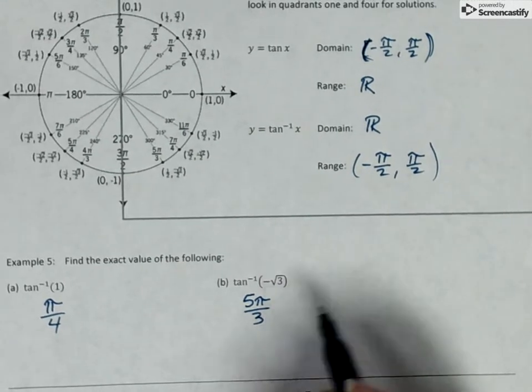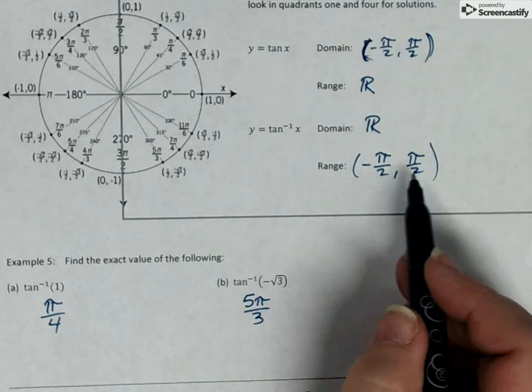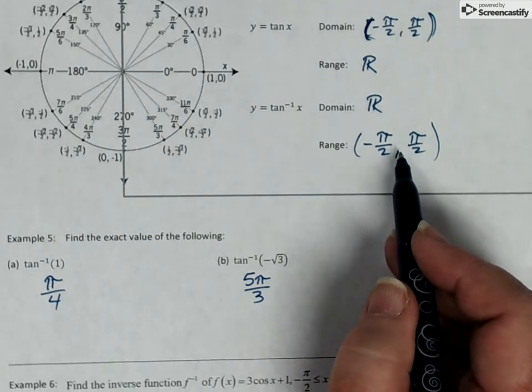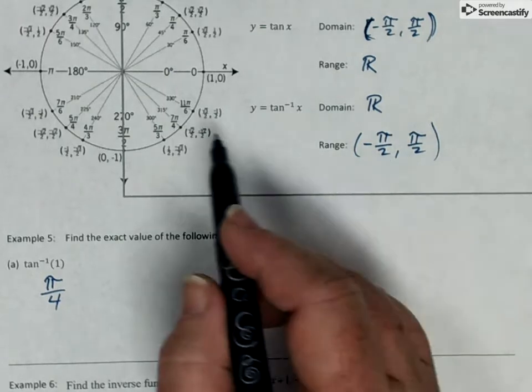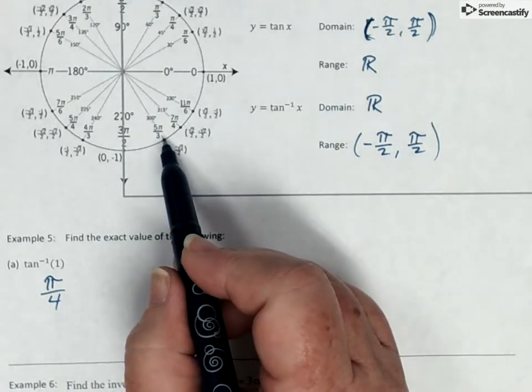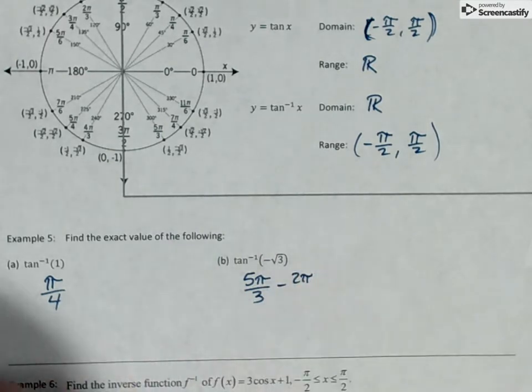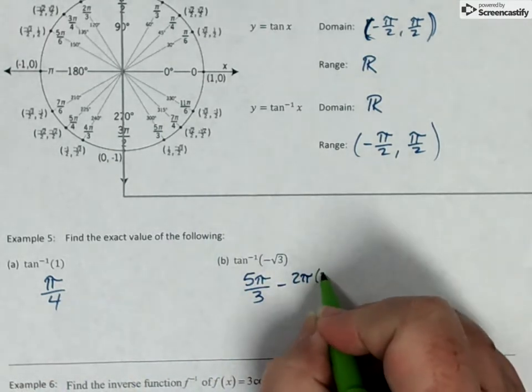Is 5 pi over 3 in the output that we're allowed to get? It's not. So how do we find something that is in the output? It's in the correct quadrant, but it's not the right output. Well, we're going to subtract 2 pi, which means we're going to find a common denominator.